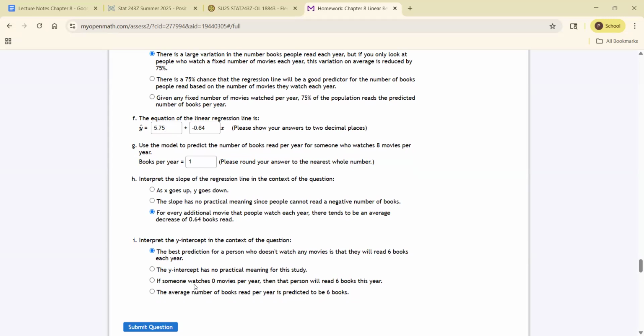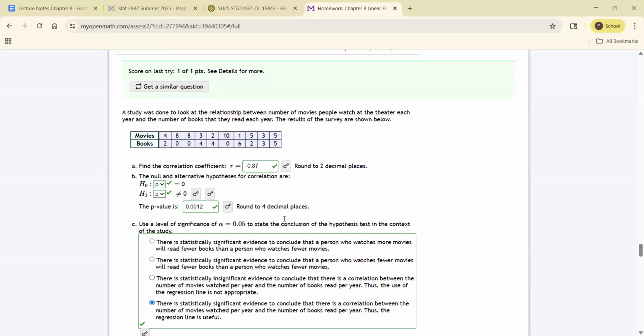I might want to answer, if someone watches 0 movies per year, then that person will read 6 books this year. That makes sense, but remember, this is a prediction. We don't know for sure that they'll read 6 books. We simply predict that they'll read 6 books. There we go.